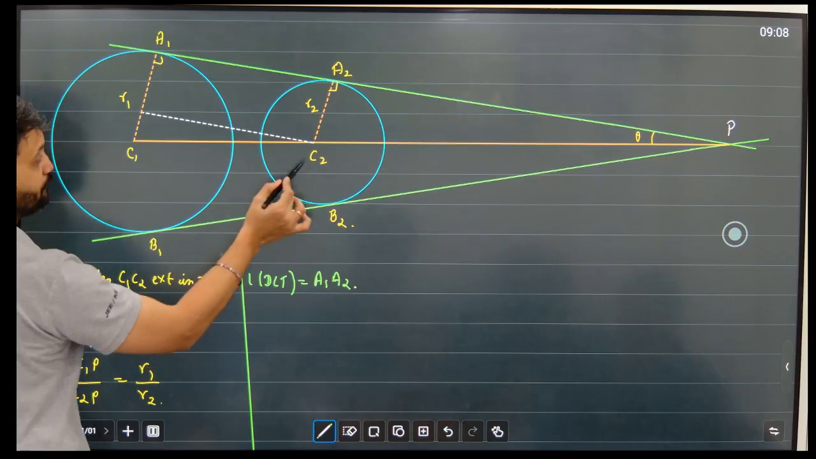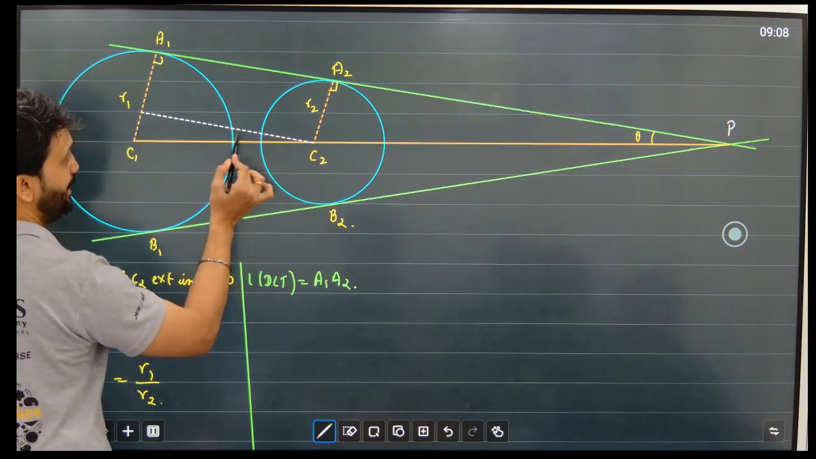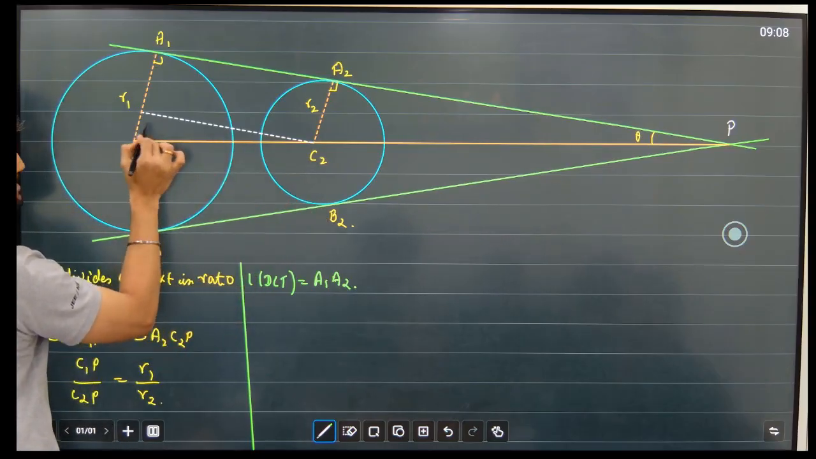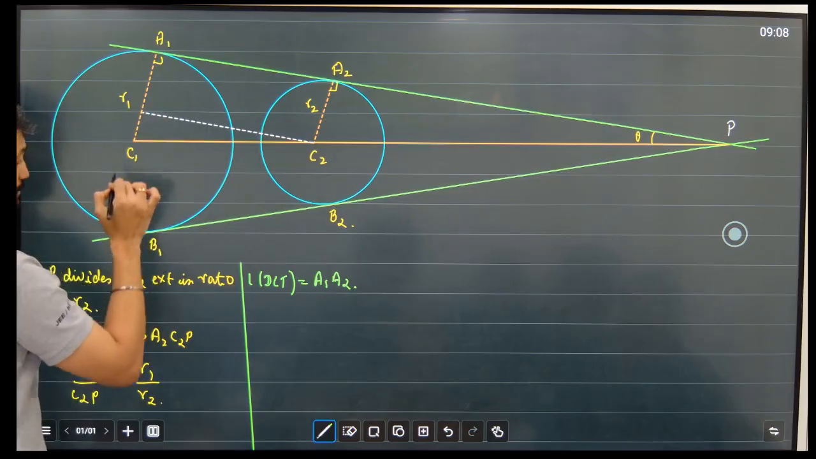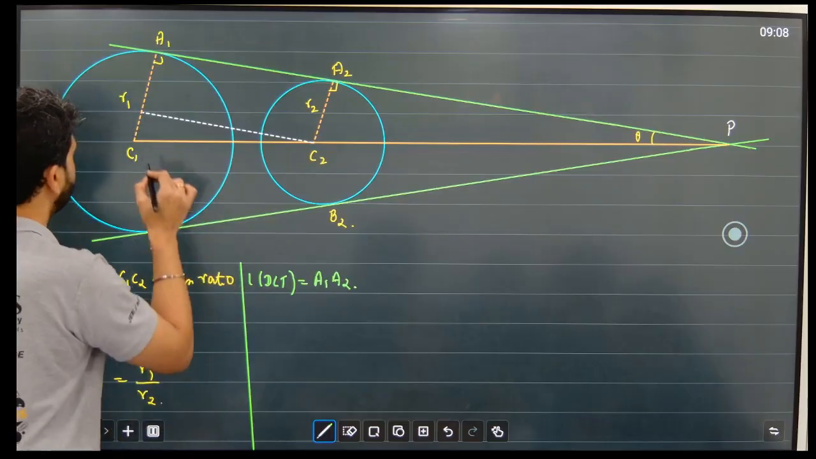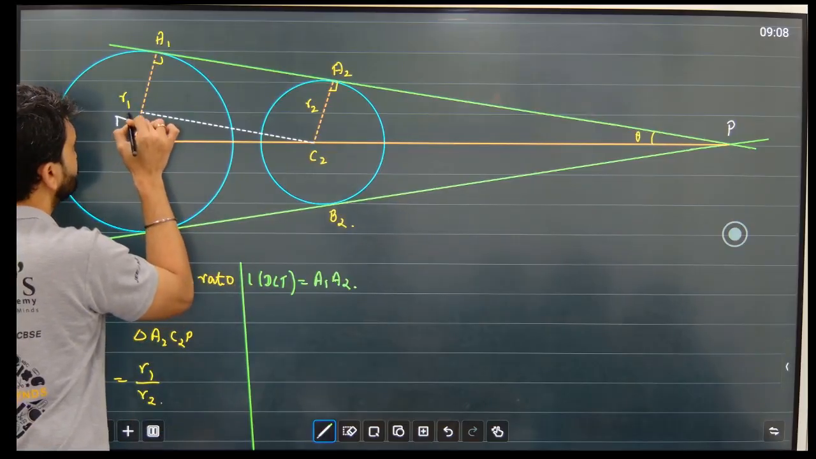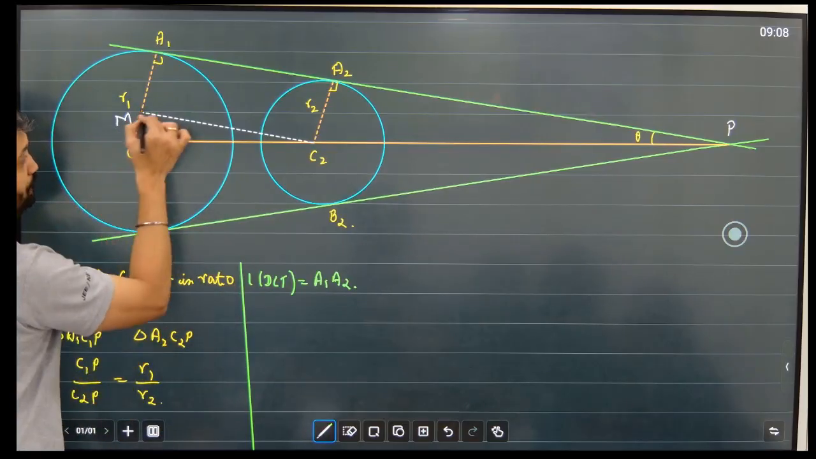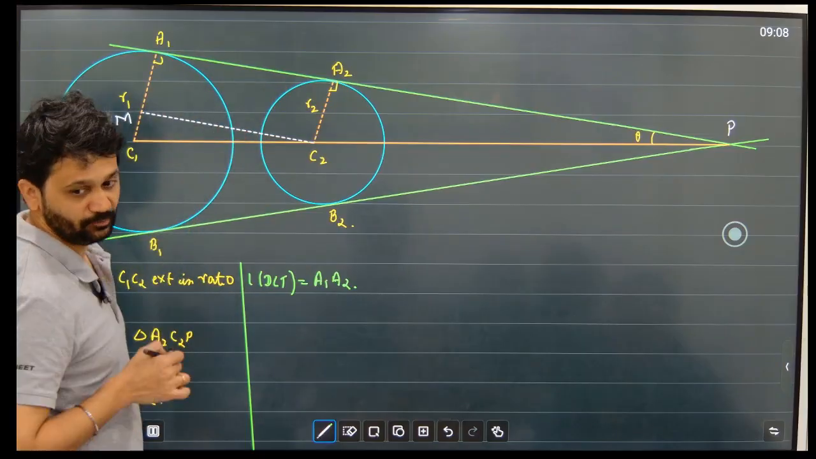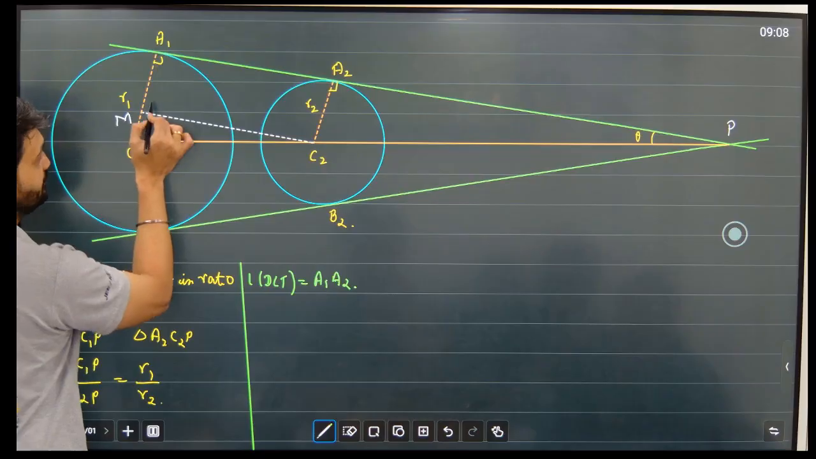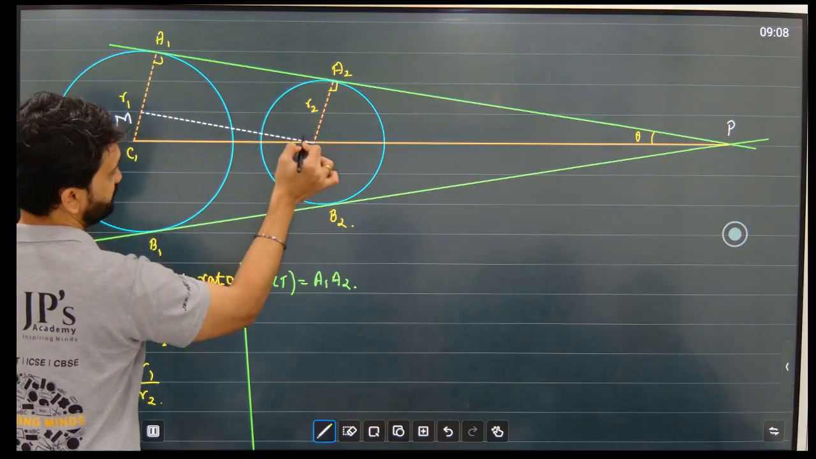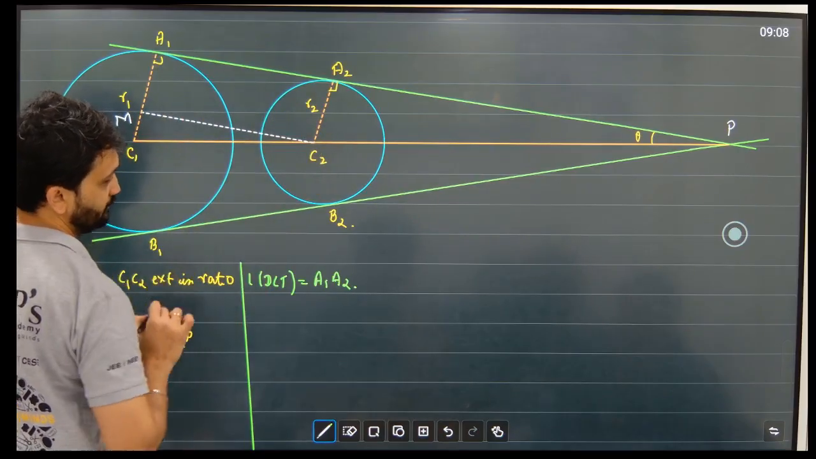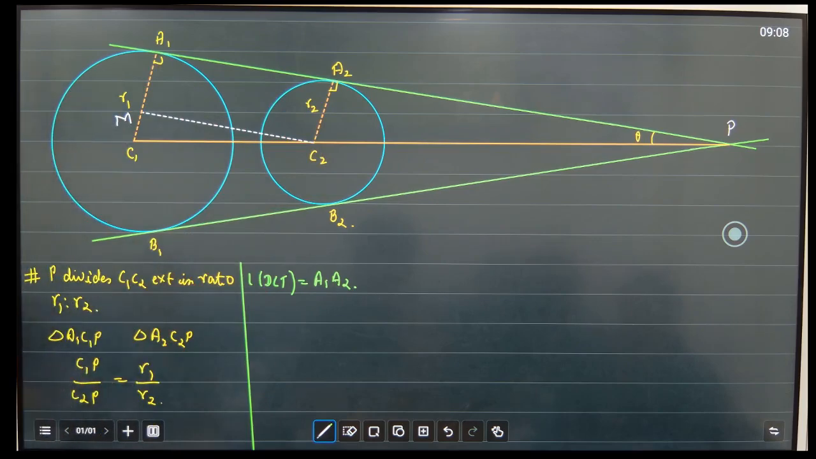I have from C2 drawn a line perpendicular to this line. We'll take the point as M, which is parallel to A1, A2. Now this is 90 degree, this is 90 degree, this is 90 degree. So obviously this will also be 90 degree. So it forms a rectangle. Very good. It forms a rectangle.